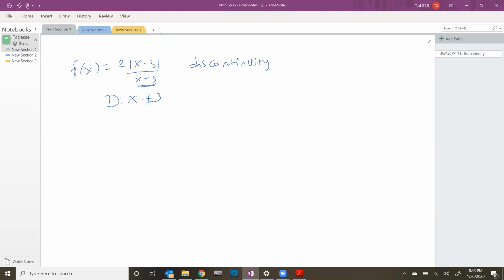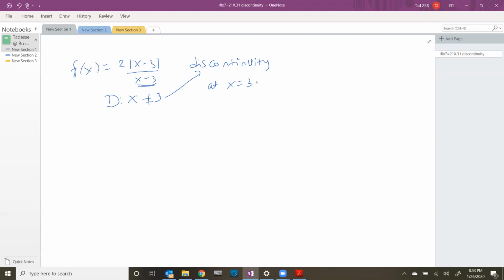So because this function is not defined at 3, I can say now this function f is discontinuous at x equal to 3. That is the only point where this function will be undefined. Other than that, the limit and the value become the same, which means it's continuous everywhere except at 3.